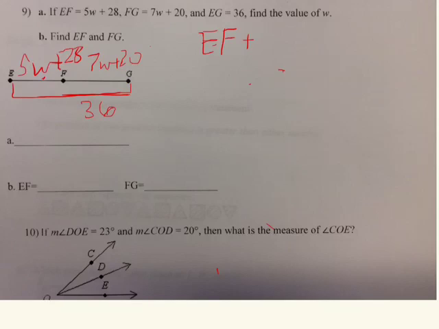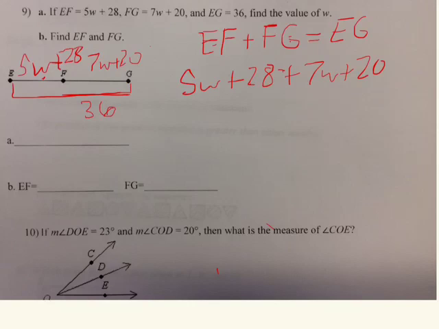I have EF plus FG, these segments. This is my segment addition postulate. So EF plus FG is equal to EG. My EF is going to be 5W plus 28, so now I'm just substituting it in. Plus 7W plus 20 is equal to 36.